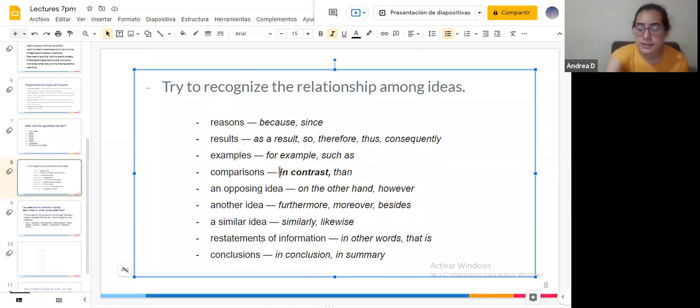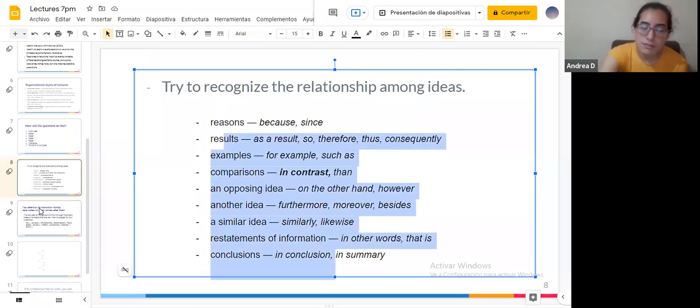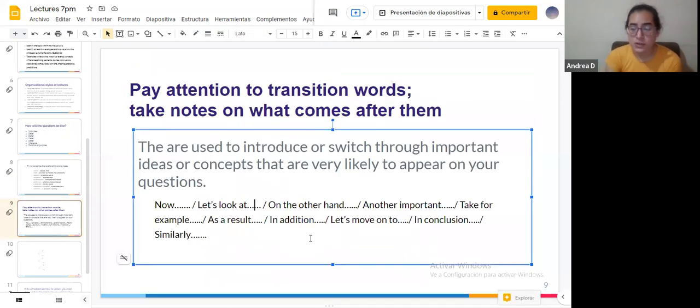If you have in contrast, then you have opposing ideas. So it's important that you check these transitions out, that you know how they're used, and that you try to identify them when you are listening to the lecture. They could be the formal ones, maybe a bit more informal, more casual, maybe like, let's move on to. Even though it's not like furthermore, it's still a transition. So they will help you understand the structure.